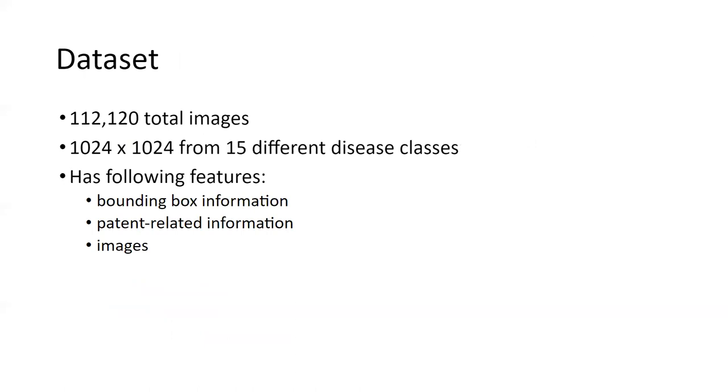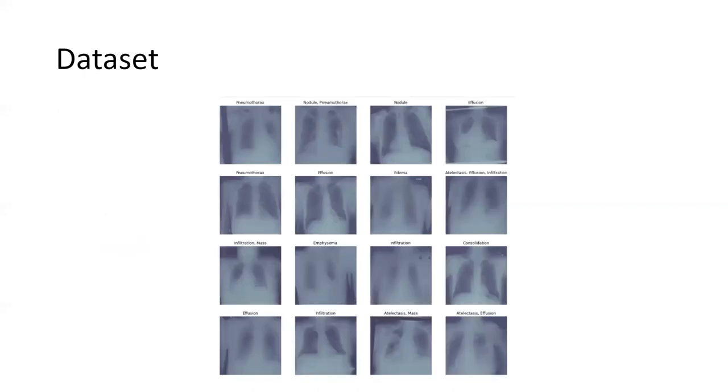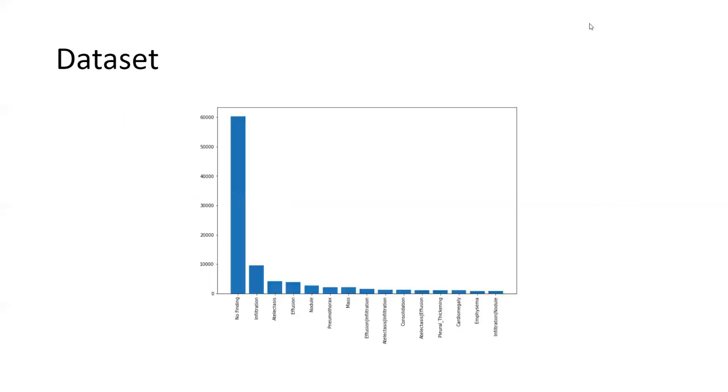The dataset contains over 100,000 images. The image size is 1024 by 1024 from 15 different disease classes. And it has the following features, which are bounding box information, patient information, and images. You can see a view of my dataset. So as you can see, an image can contain more than one disease actually.